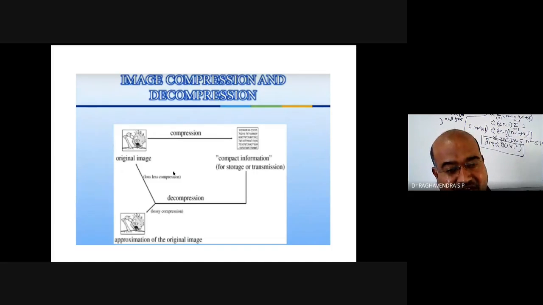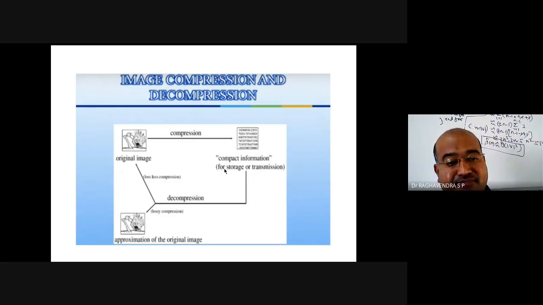In the image, observe carefully. You have an original image, and we are applying a compression to it. The result is an encoded file. The storage required for this encoded file will always be lesser than the original, because we have made the compression. That is why we also call it compact information.